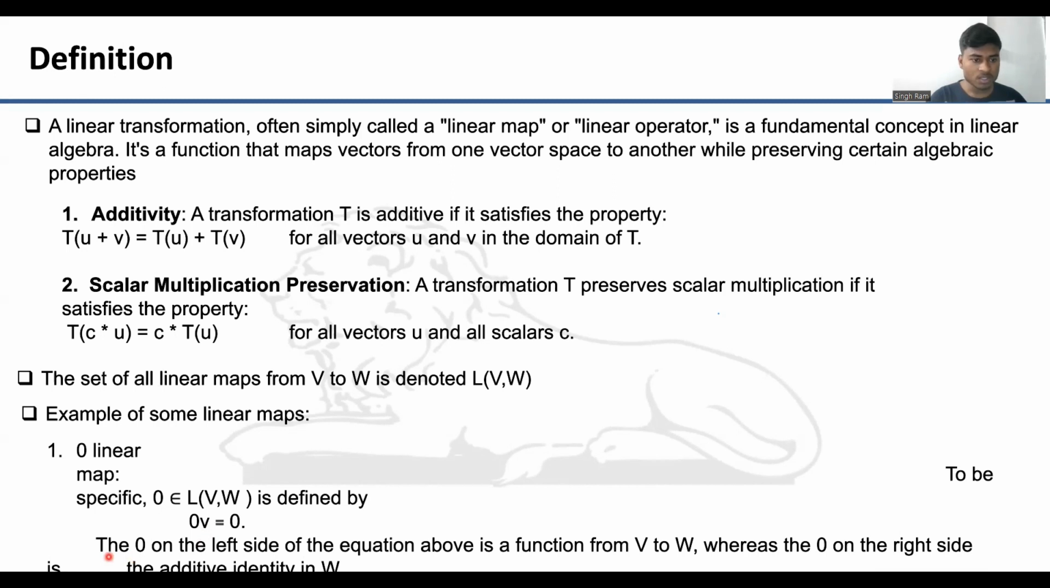We can understand this. The zero on the left side of the equation above is the function from vector space V to W. This zero is a function, or the linear transformation, that we are using here. This zero means linear transformation, whereas the zero on the right side is the additive identity element in W, right?